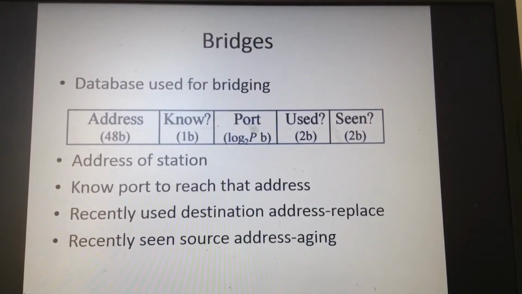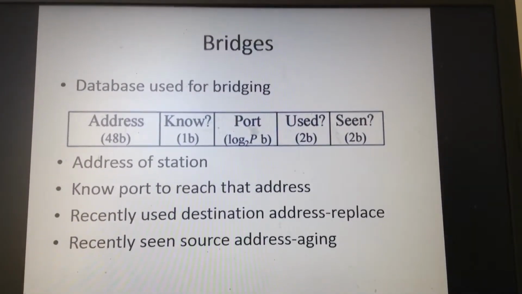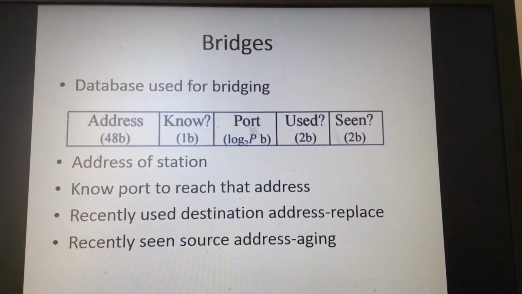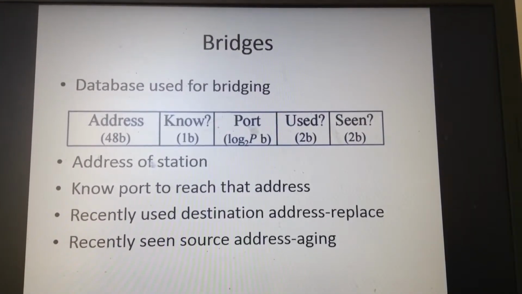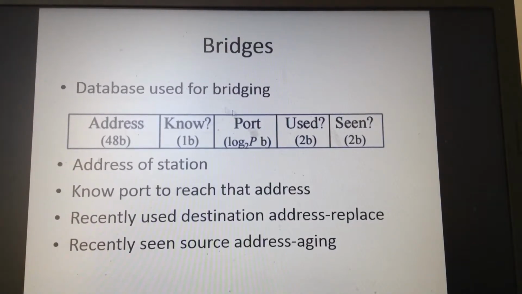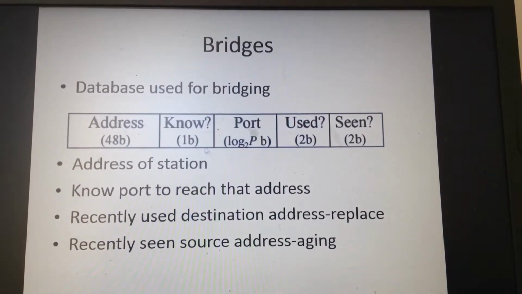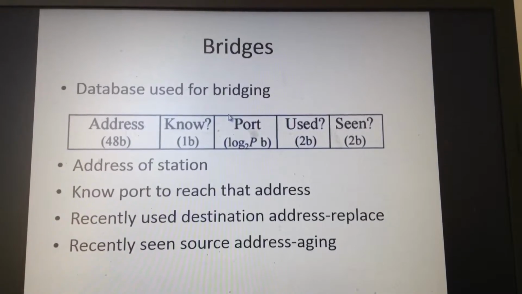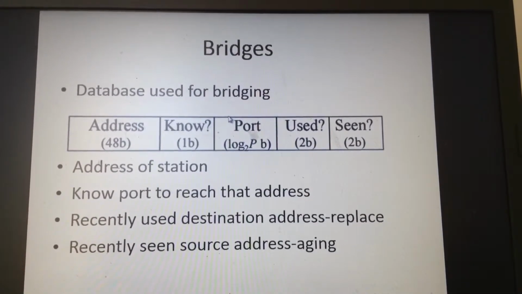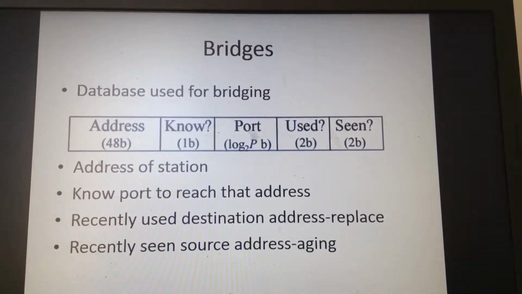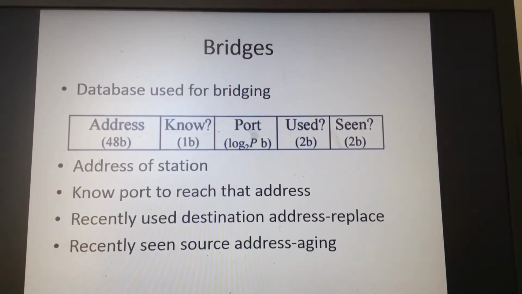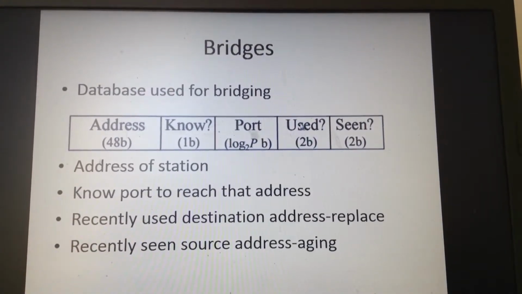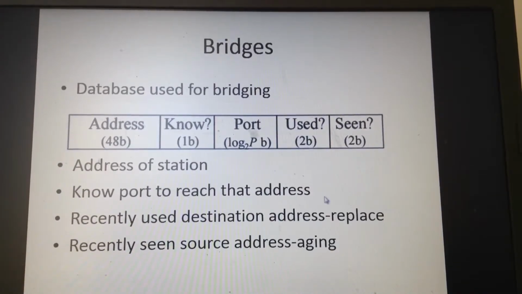And this is a database used for bridging. Firstly, the address, that means the source and destination address of the station. And it also knows the port to reach that address. Bridges learn that a new address is reachable, and if the database is full, it will replace the least recently used destination addresses. So that's the meaning of used and replace.